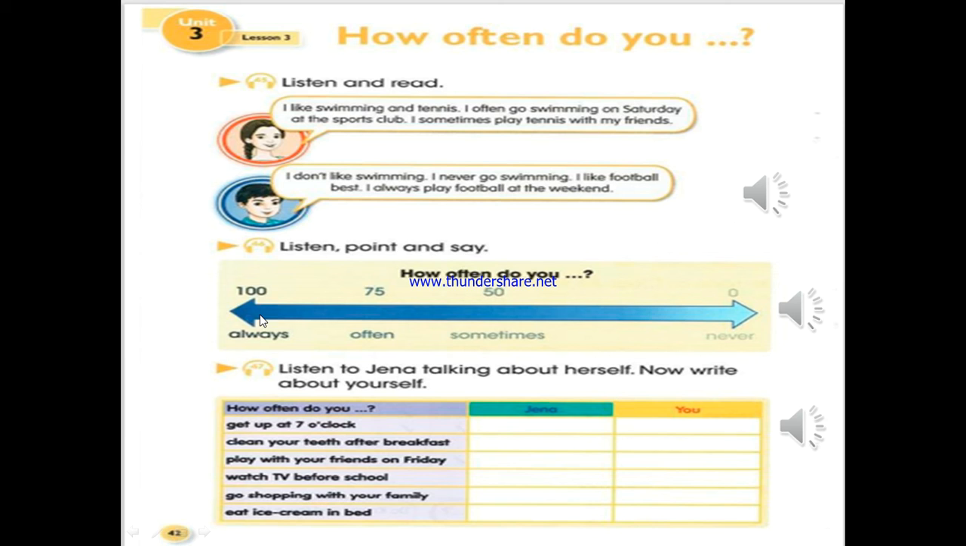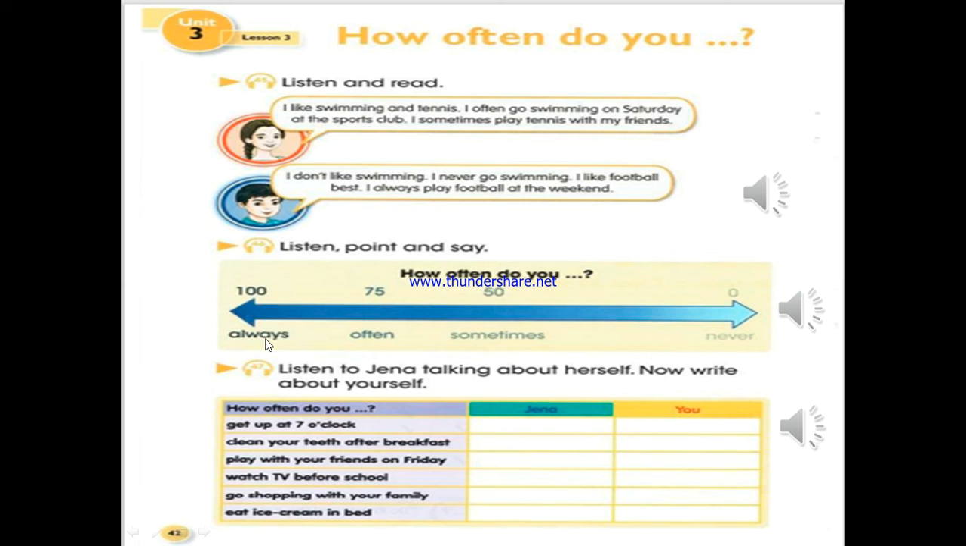This is the diagram of adverbs of frequency. Always is something we do 100%. Often is something we do 75%. Sometimes is something we do 50%. And never is something we don't do, 0%. Okay?